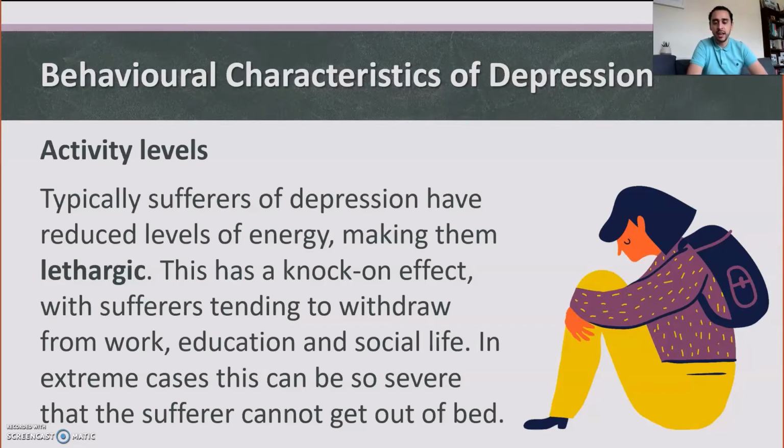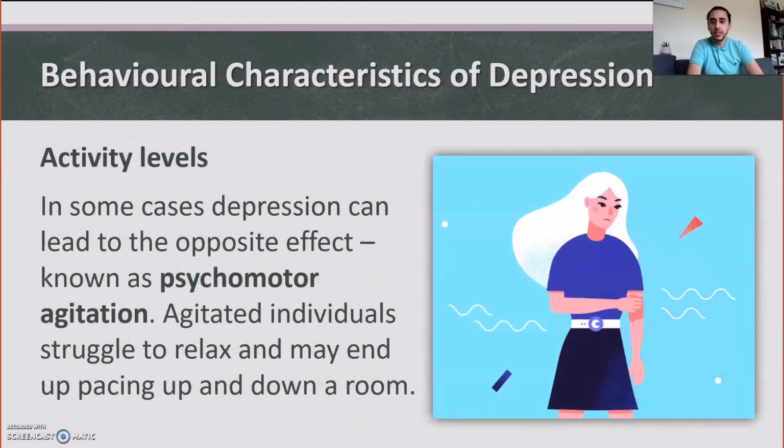Low activity levels. In some cases, depression can lead to the opposite effect, known as psychomotor agitation. Agitated individuals struggle to relax and may end up pacing up and down a room. So, changes in activity level. Most people it's low activity levels. In some people it could be high activity levels, which is a behavioural characteristic of depression.